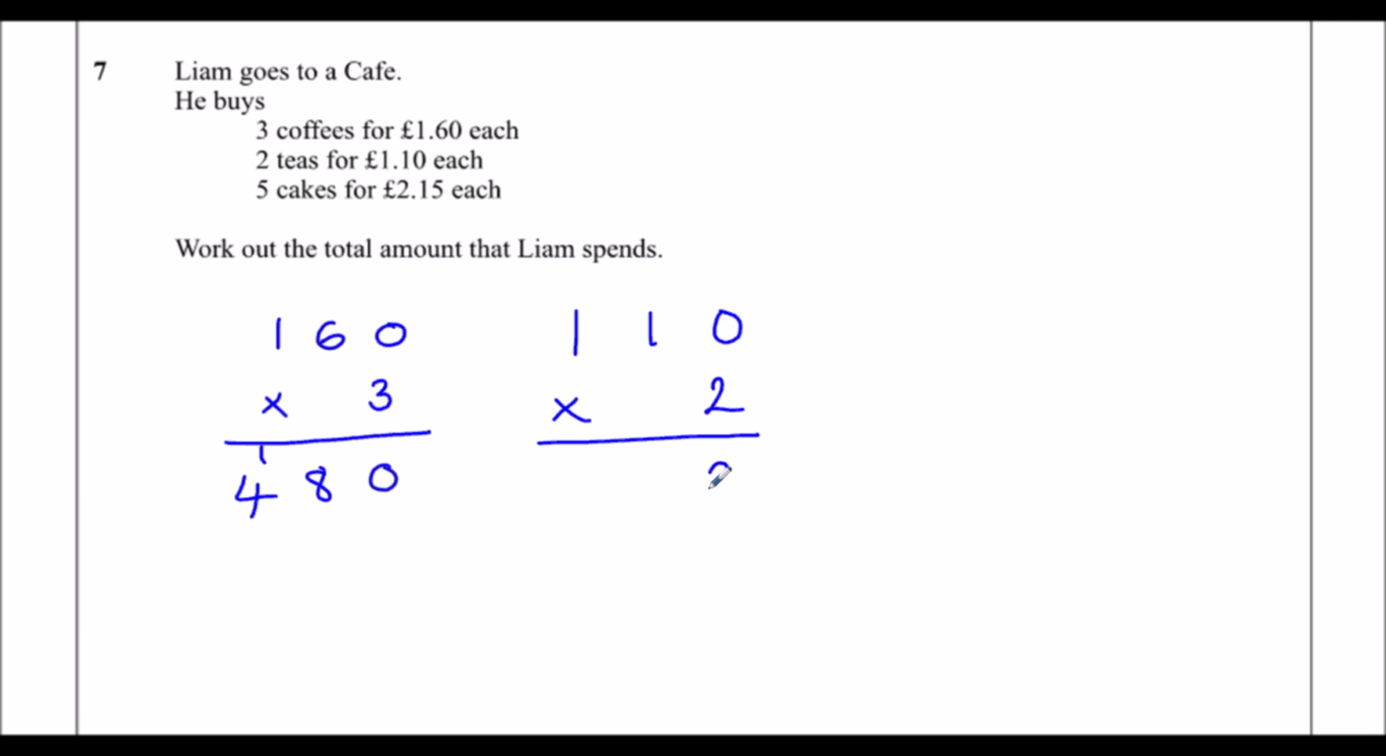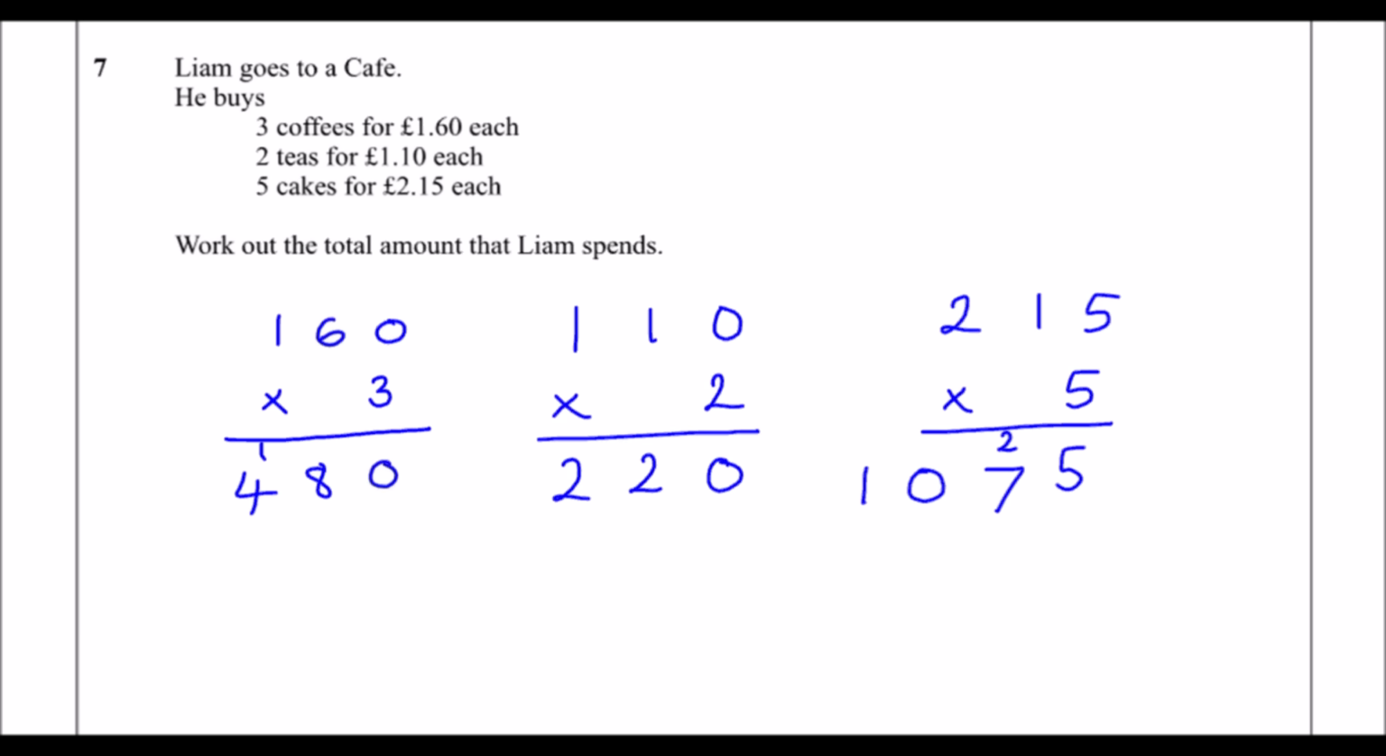2 zeros are 0. 2 ones are 2. So that's £2.20 or 220p. And we've got 5 cakes for £2.15 each. 5 fives are 25. So 5 in the ones, carry the 2 over. 5 ones are 5, plus the 2. 5 plus 2 is 7. And 5 twos are 10.